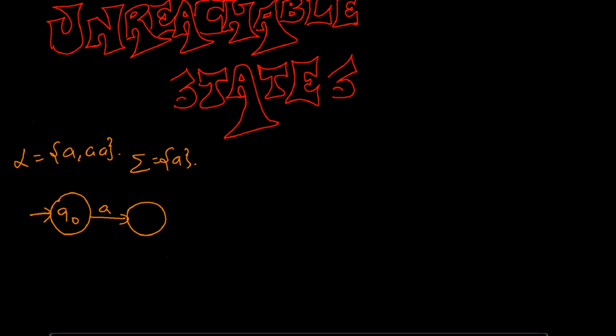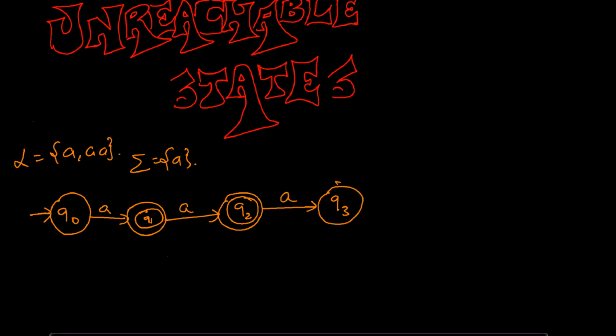Q0 is going to give A, and this is going to be a final state because A is a part of the language. Another A also goes to Q2, and Q2 is also a final state because AA is a part of the language. For Q2, if you get another A, then it should go to a dead state, right? So this is the DFA for L.